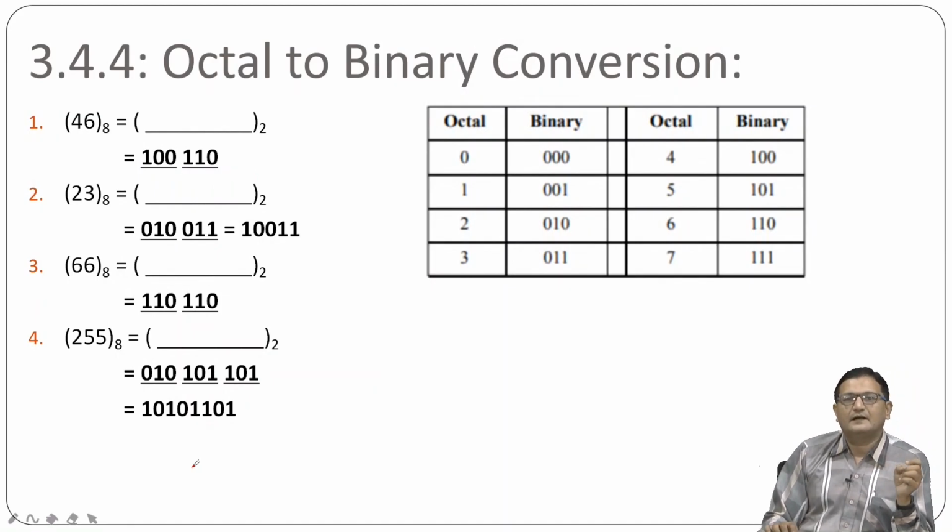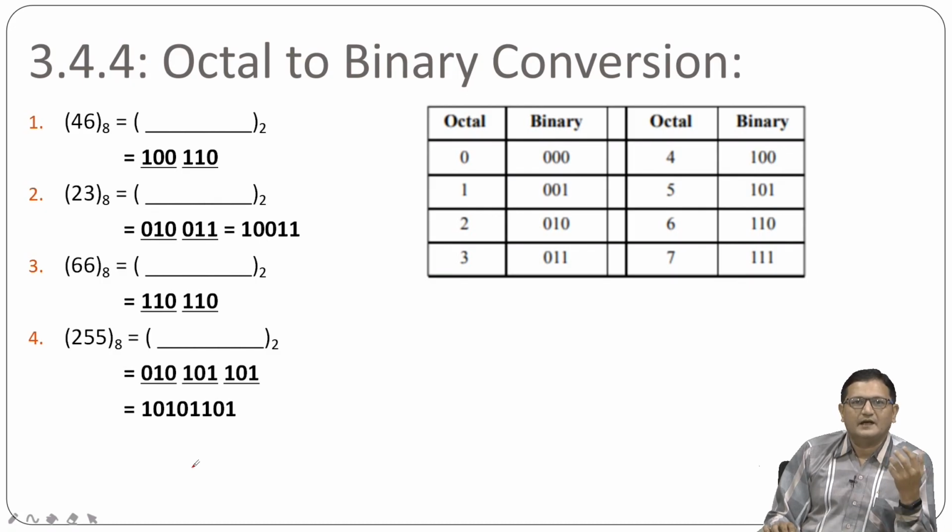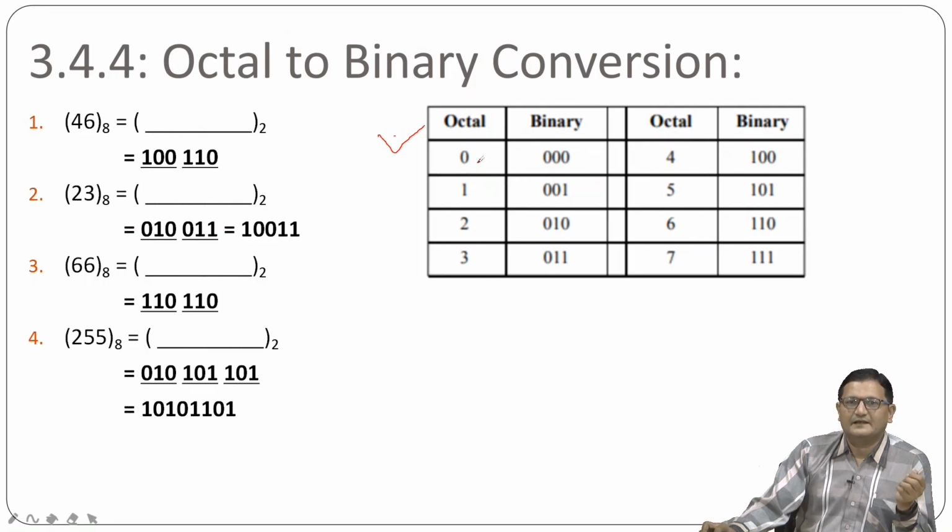Now, suppose an octal number is given to you and you need to convert it into binary. How will we convert it? Make sure you memorize this particular table. In octal, how many symbols do we have? We have 8 symbols, and those symbols are 0, 1, 2, 3, 4, 5, 6 and 7. Here I have written the binary.